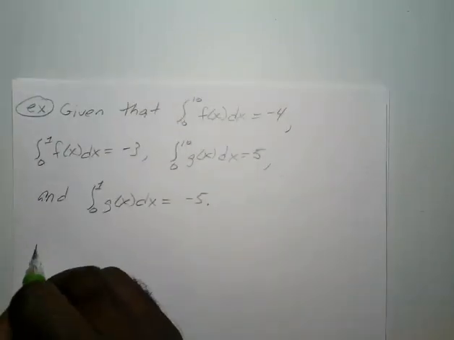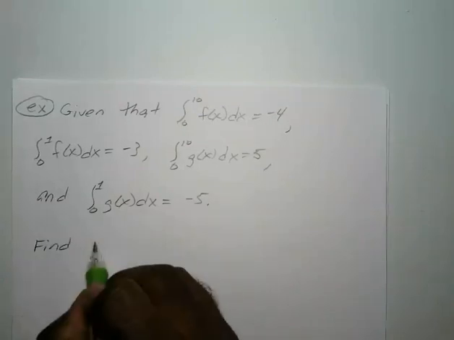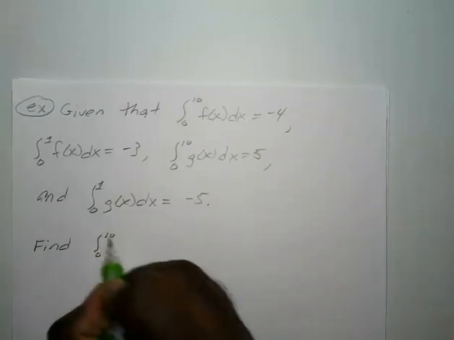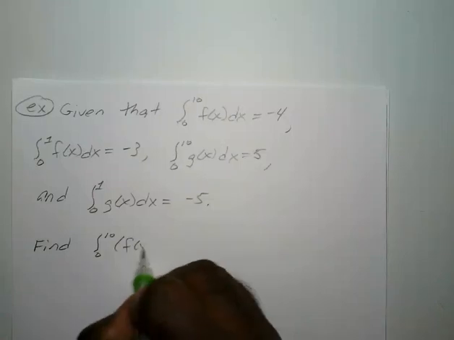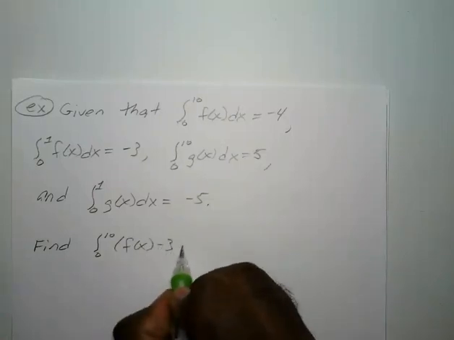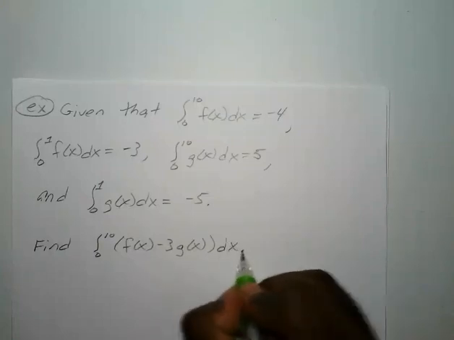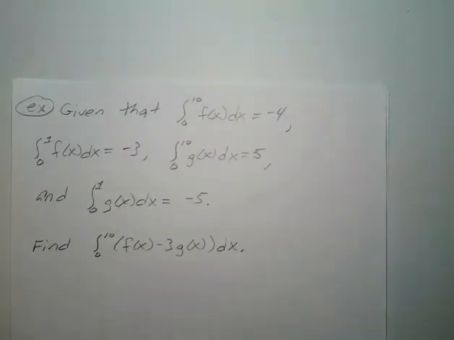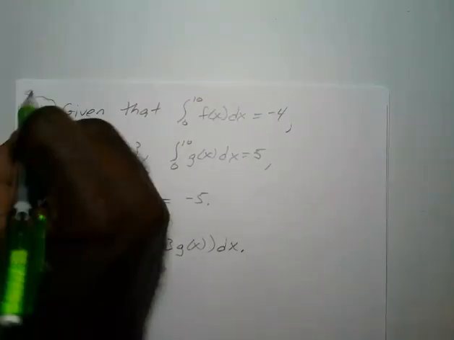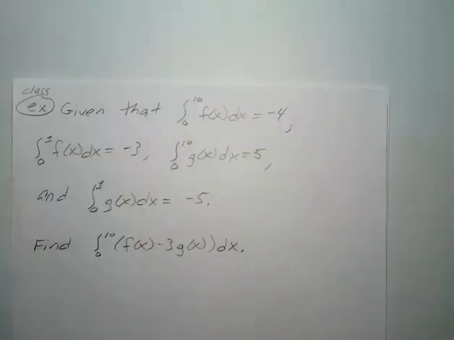Okay, and we want to find the integral from 0 to 10 of f of x minus 3 g of x with respect to x. All right, so what I want you to do is press pause, and give it a try solving that one on your own.